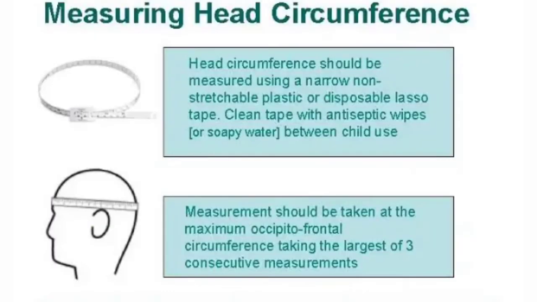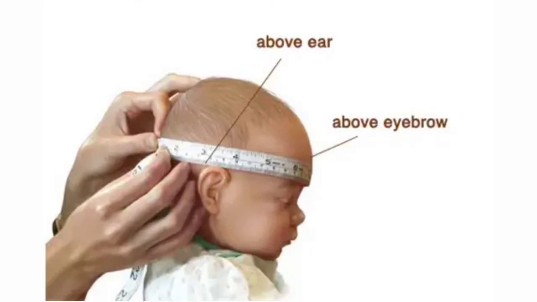Second is the OFC. For measuring OFC, you will use a narrow non-stretchable plastic or disposable tape. Clean the tape with antiseptic wipes between each child's use. Measurement should be taken at the maximum occipitofrontal circumference, taking the largest of 3 consecutive measurements. So you have to take 3 measurements and take the largest one.